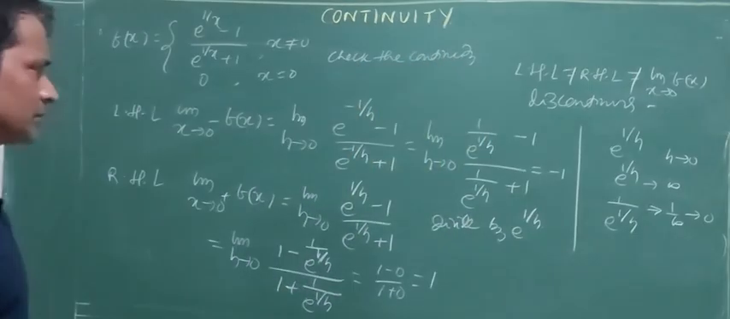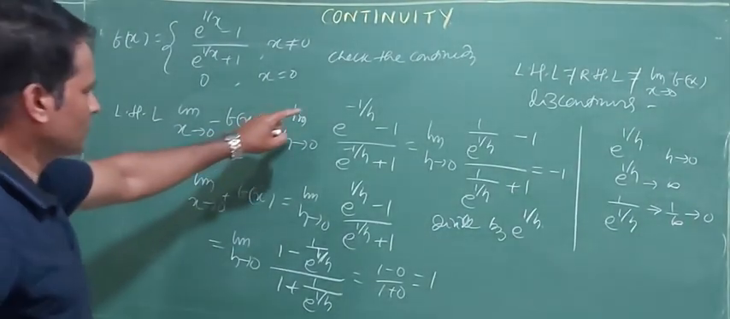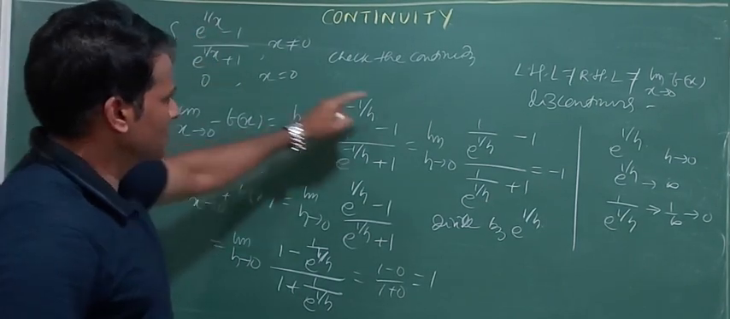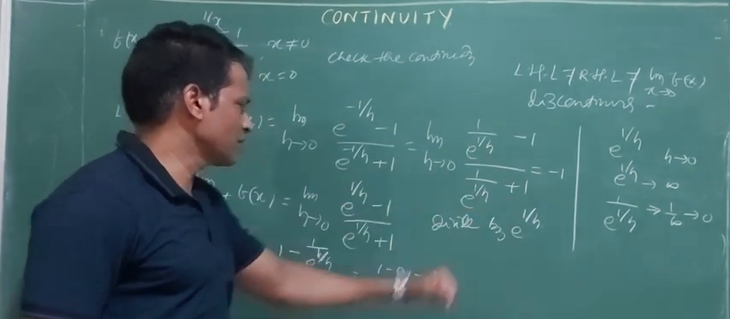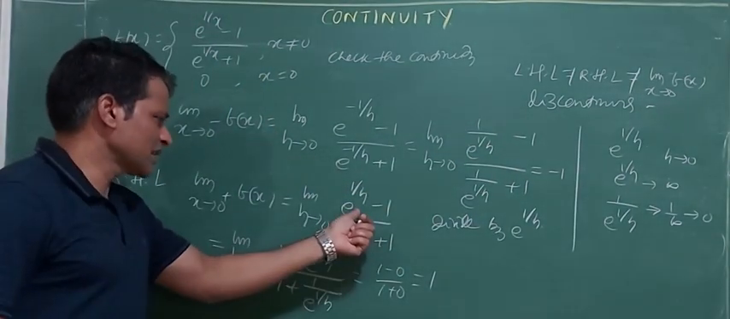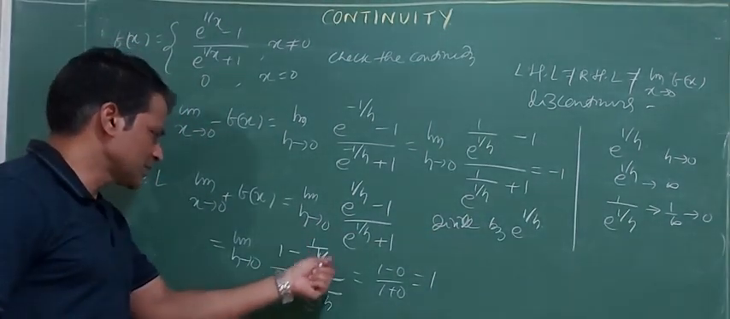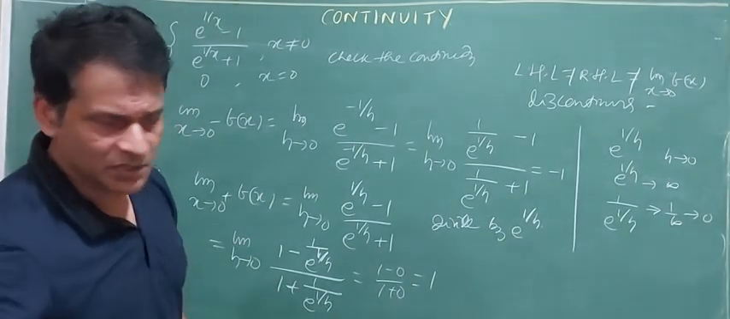Alright? You see, first LHL, x tends to 0 minus h. I got it in the denominator. This becomes 0, this becomes 0, minus 1 by 1. RHL, e to the power 1 by h. Divide the numerator and denominator by e to the power 1 by h. Now this becomes 0, this becomes 0. 1 by 1, 1. Unequal values, so discontinuous.